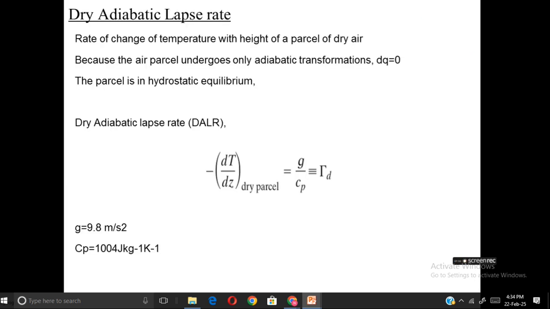Now let's calculate the rate of change of temperature with the height of a parcel of air. Suppose we have a parcel of air.